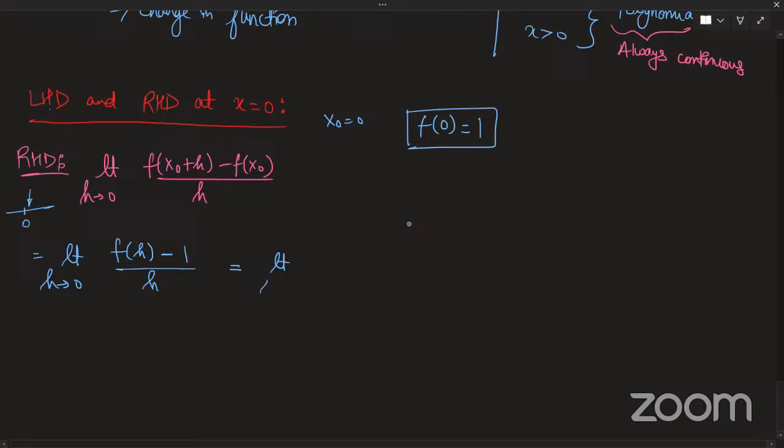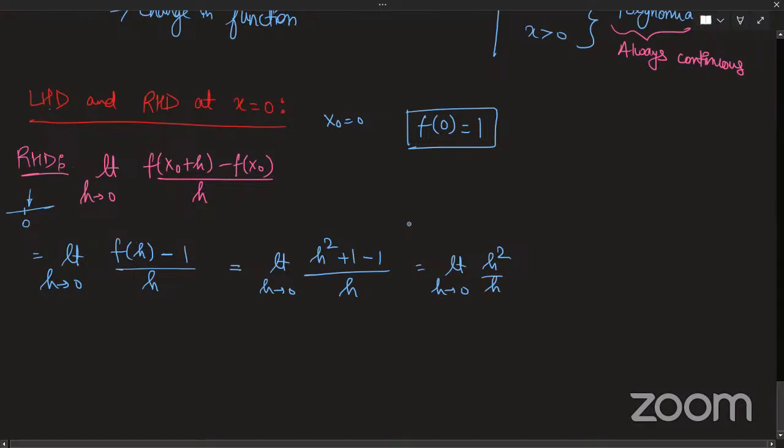So I'll get limit h tends to 0, h square plus 1 minus 1 whole by h. Do you agree with this, everyone? So I have got limit h tends to 0, h square by h. It can be written as h. So what is my value? 0. Great, 0.